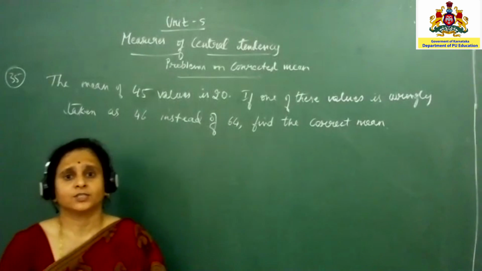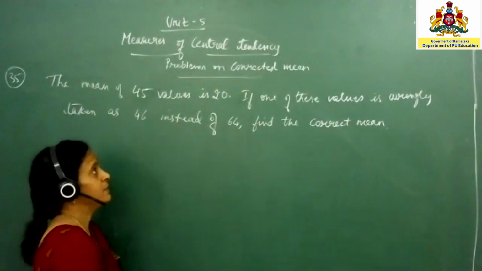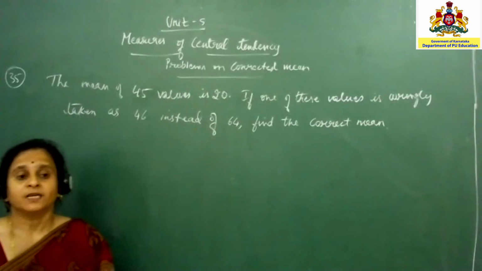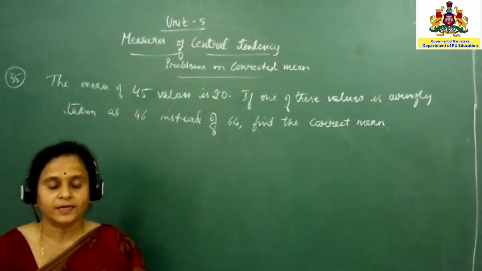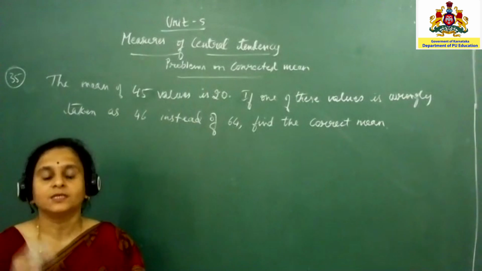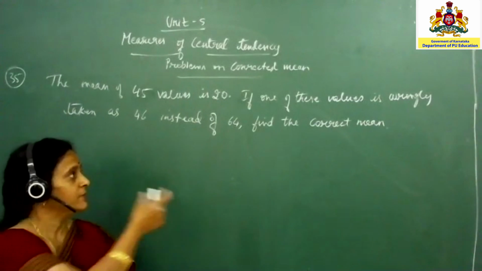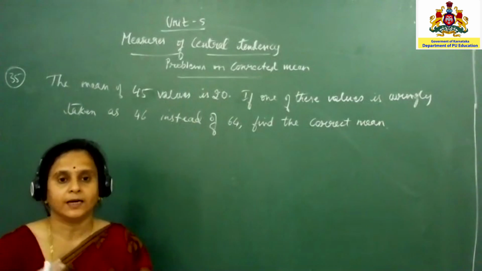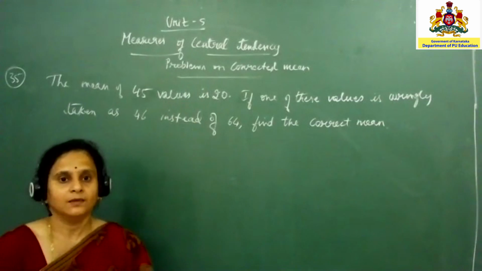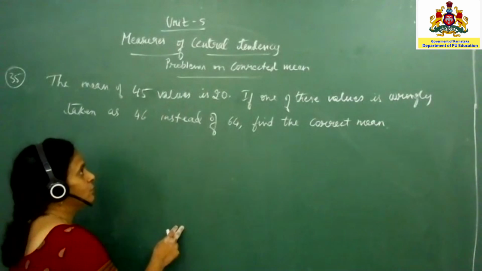We move on to the next concept, that is, what is based on the corrected mean? By chance, when we take the data, if any value is given wrongly, how do we make it correct and get the correct arithmetic mean? So that is the problem based on the corrected mean.